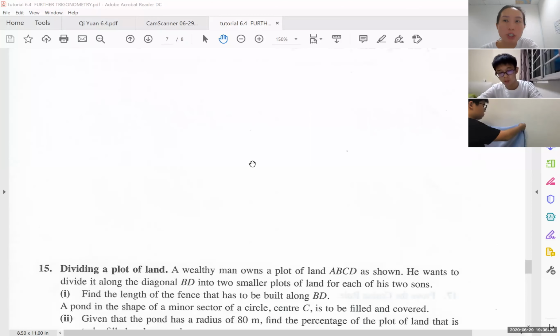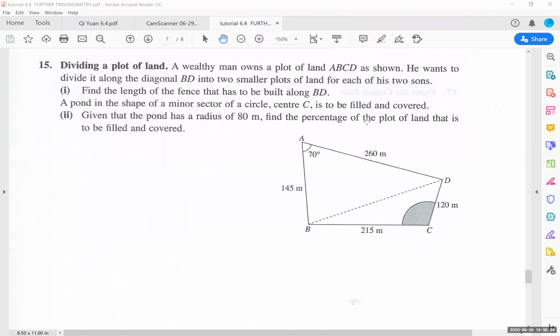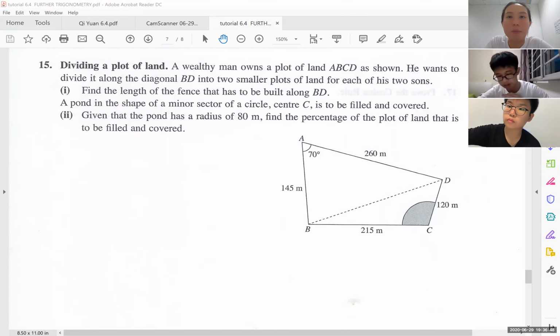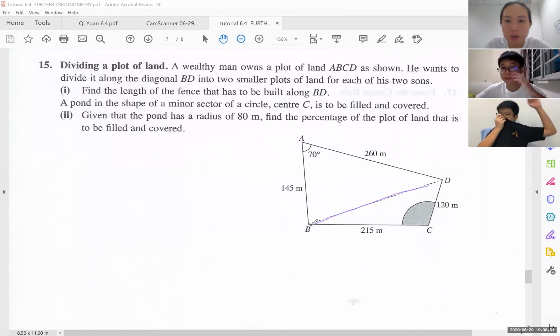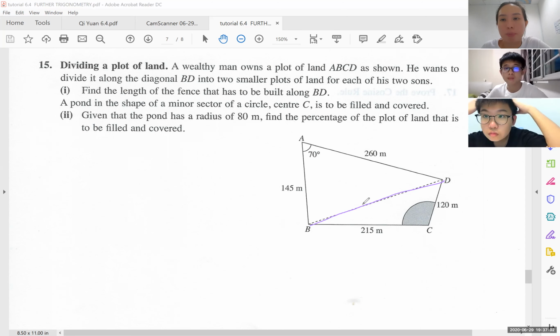All right, so the next question would be question number 15. Okay, so what does this 15 say? This wealthy man owns a plot of land ABCD. Okay, he owns a plot of land ABCD. They very nicely help you to cut already. So okay, thanks for cutting for me. And then what else? He wants to divide it for his two sons. And he says find the length of the fence to be built along BD. It means they're asking you to find the length of BD. How to find? Use what rule? Cosine.